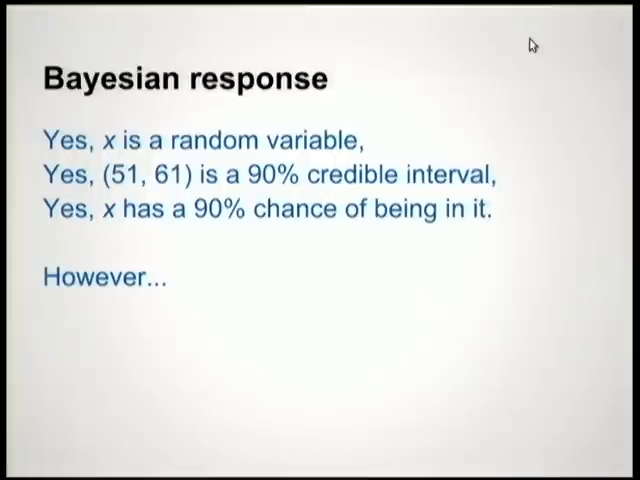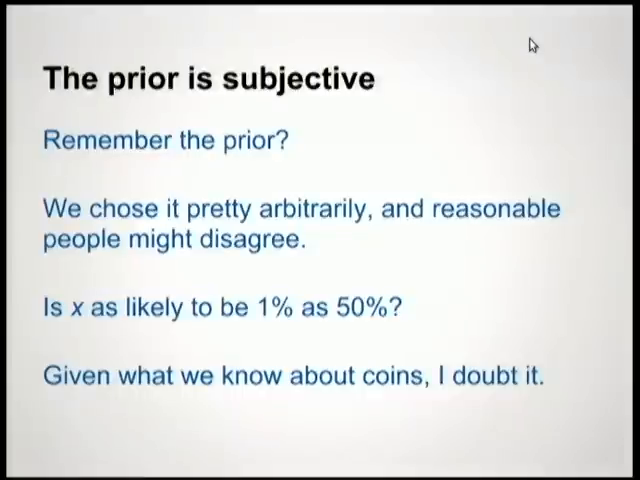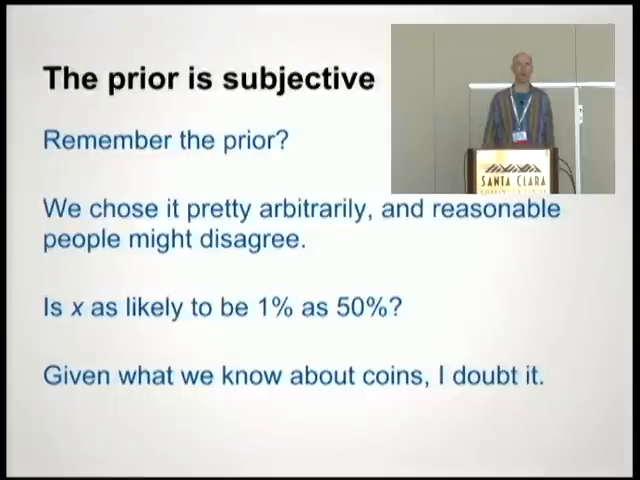So that's one way to summarize the posterior distribution. And all of this is great. This is the nice part of the Bayesian response, is that I'm willing to answer the question. The only thing that I have to acknowledge is that it's all based on the assumption that I made about the prior. And I started out by saying that I think the prior that I chose was pretty dumb.